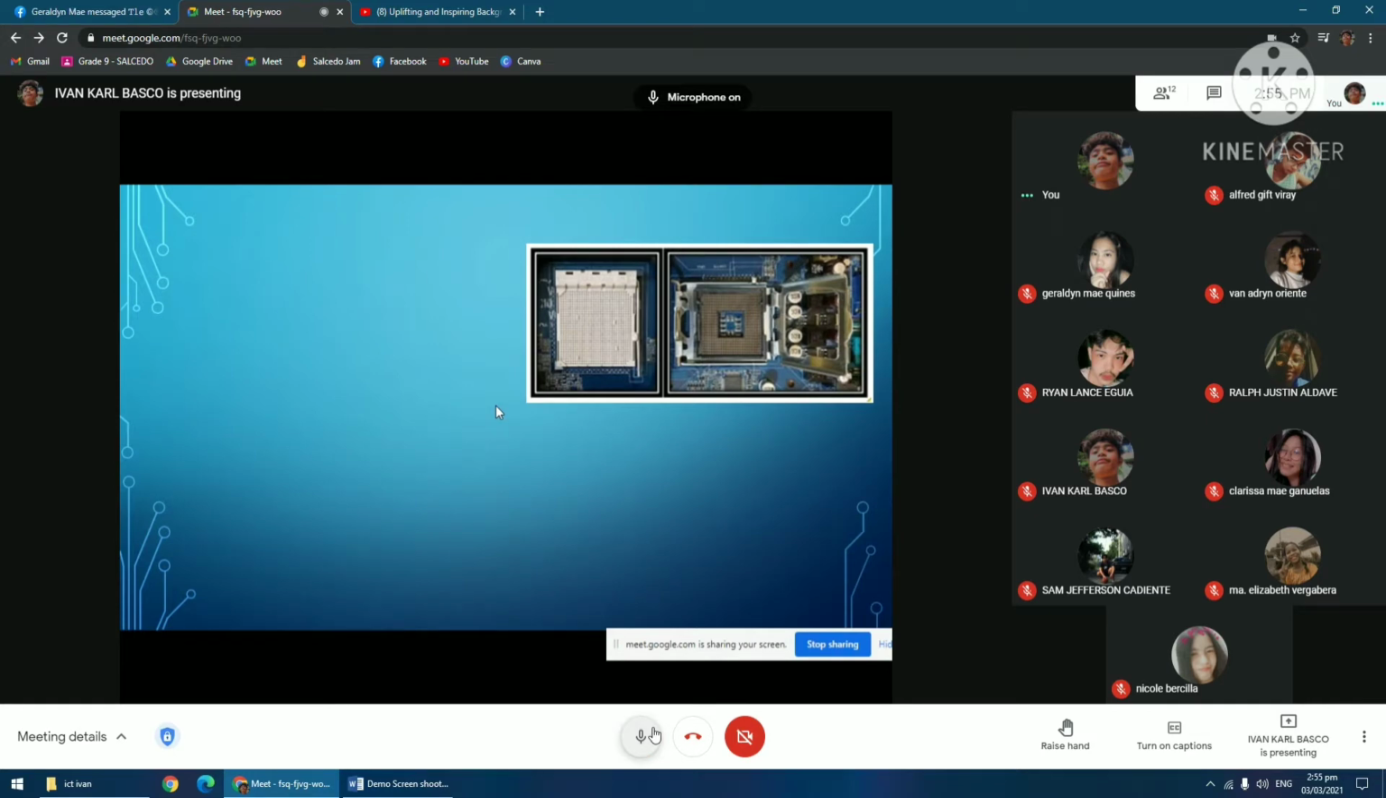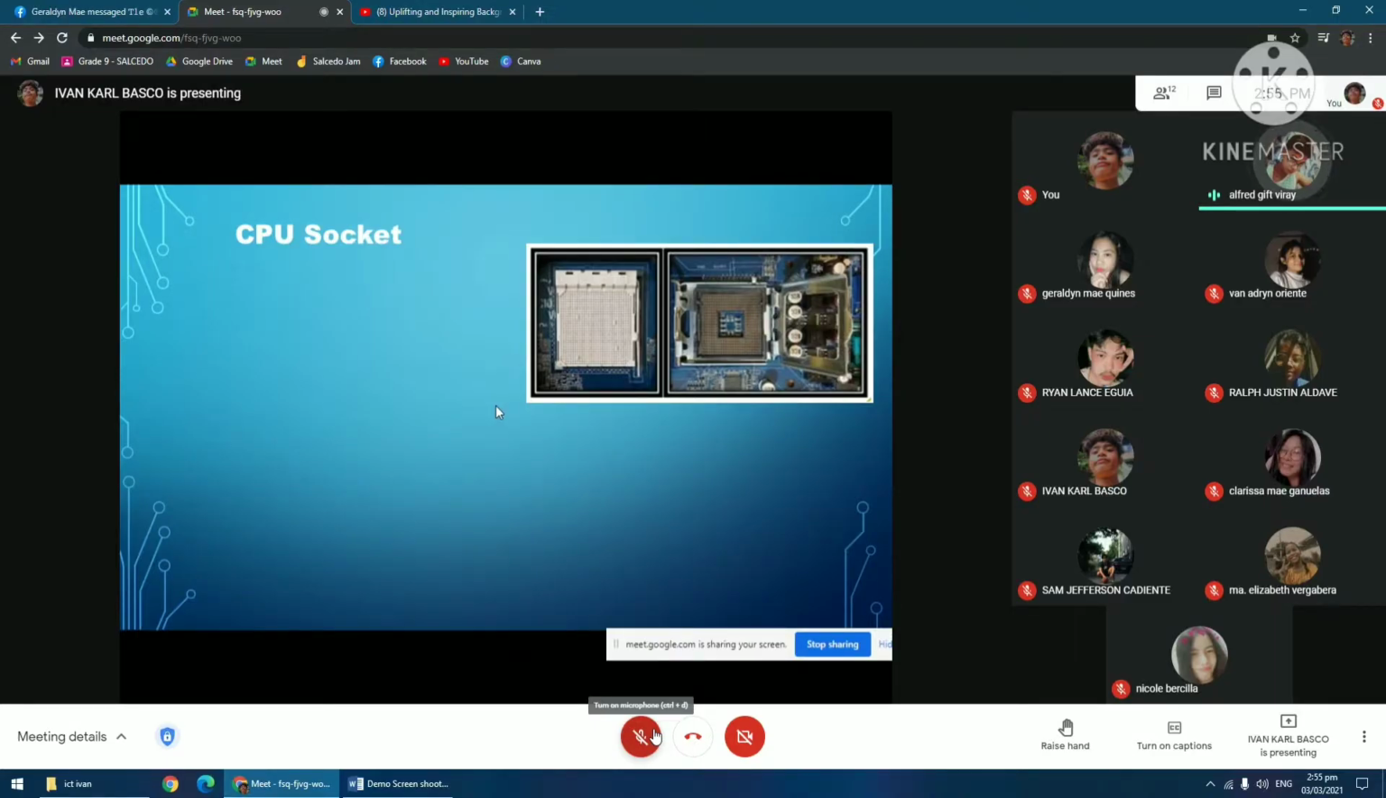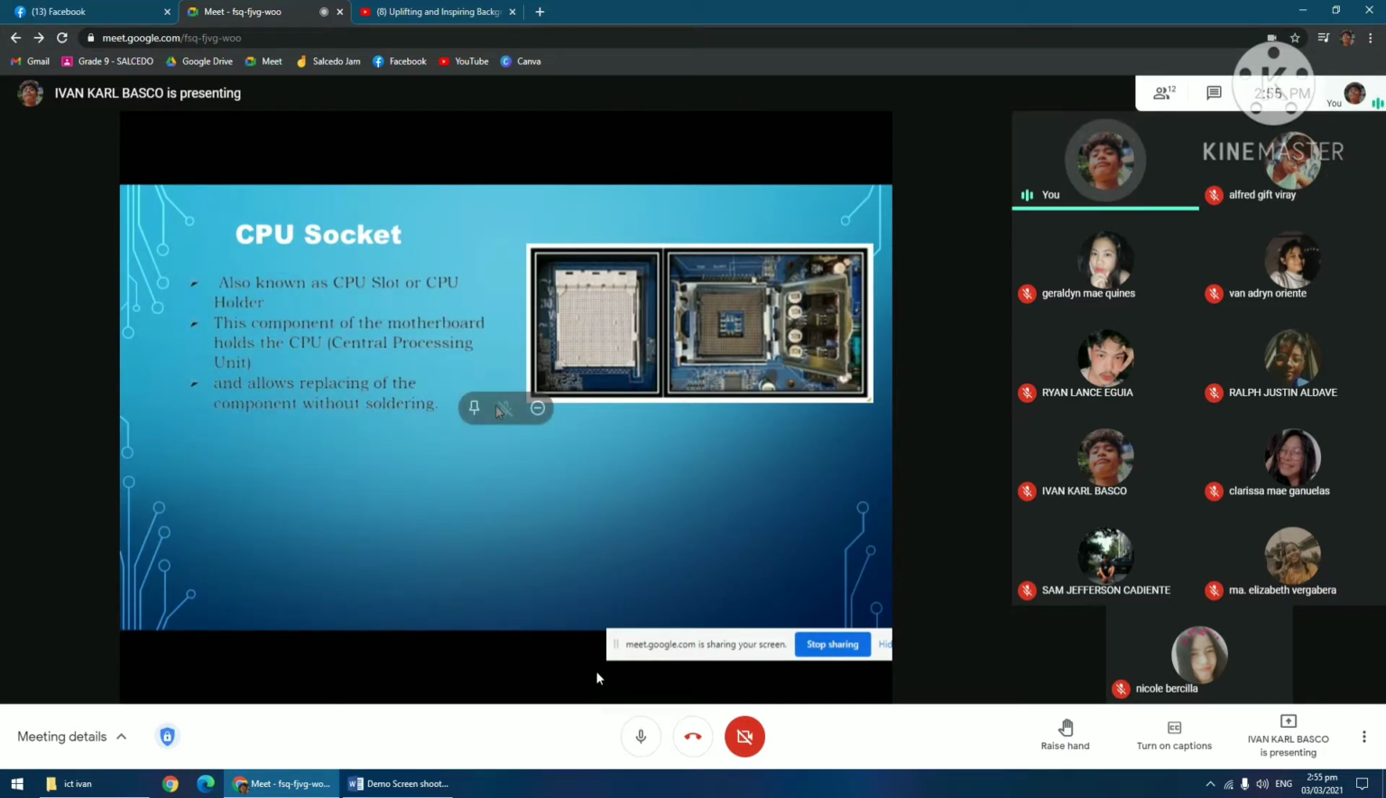Sir, the picture is the CPU socket. Very good answer, CPU socket. What is the function of the CPU socket? CPU socket is also known as CPU slot or CPU holder. This component of the motherboard holds the CPU and allows the replacement of the components without soldering. Very good answer, Alfred. These components of the motherboard hold the CPU, the central processing unit, and allow replacing the components without soldering. The CPU is the brain of our computer.